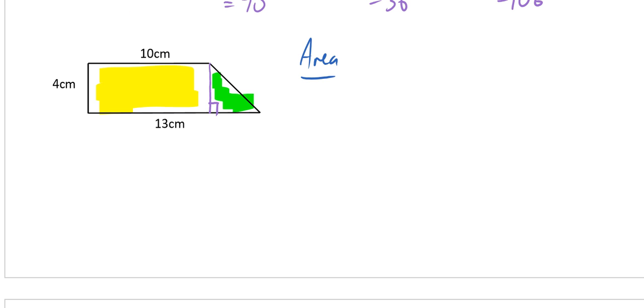So if this is area 1 and this is area 2, what is the shape for area 1? This should be an easy question. Ethan, what's the shape of area 1? Rectangle. So what's the formula for area of a rectangle? Length times width. What's the length of the rectangle? Is it 13 or is it 10? Justin? 10, because 13 goes all the way across, and 10 is just the rectangle part. So 10, and what's the width? It's obviously 4. 10 times 4 is 40.